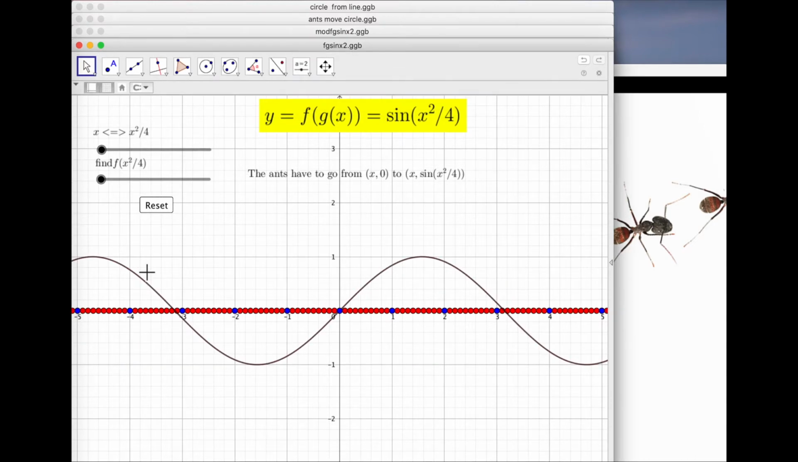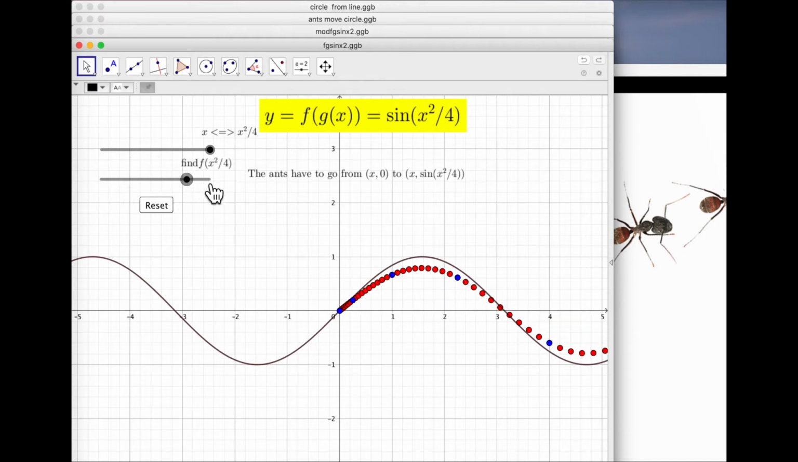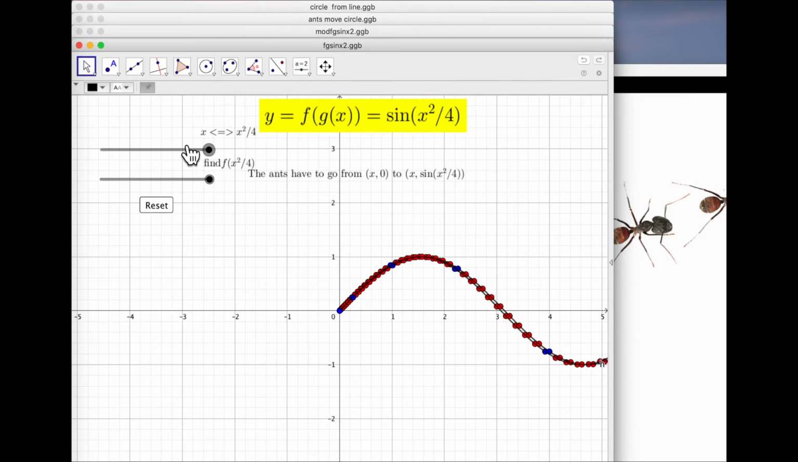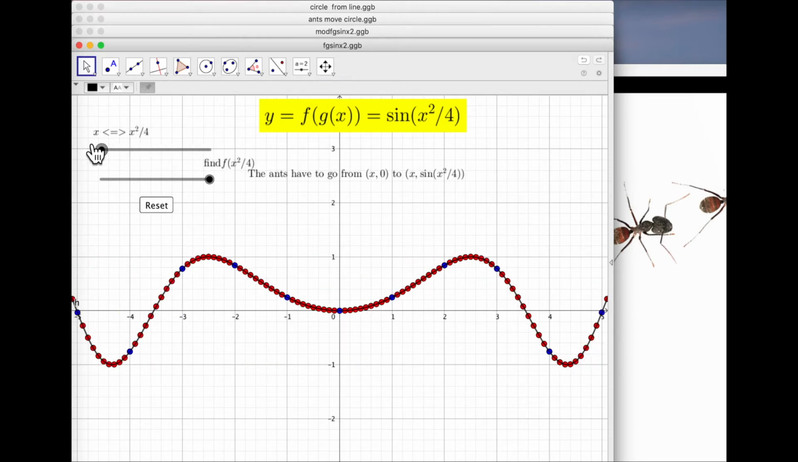Now the other way around. This time we've given the ants the graph of the sine function, but they don't know that it's a sine function, they just know it's a curve. And they've got to, again, go to the same place. So in order to find out what sine of x squared over 4 is, the only option they've got is to go to x squared over 4, and they've done that there, and now there are two ants in each of these places, and find the value of f. And then go home, because now they've got their y-coordinates correct, but they're not at the correct x-coordinates, so back they go, taking the graph with them.